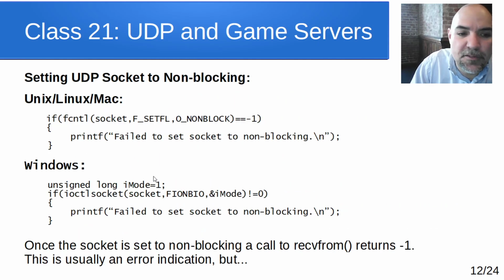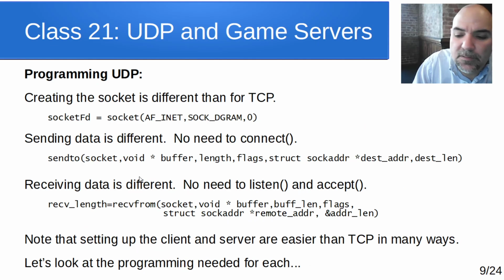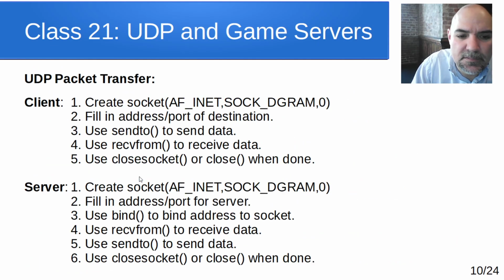On the server side, we create a socket in the same way that we do up here. And now notice that we still have to bind the address to a socket, but we don't listen anymore, and we don't accept anymore. Those two function calls are gone. Once we've bound, we can then recvfrom and sendto. Same functions we had up here. And then we can use close socket when we're done.